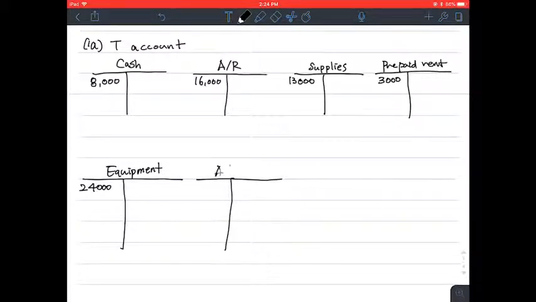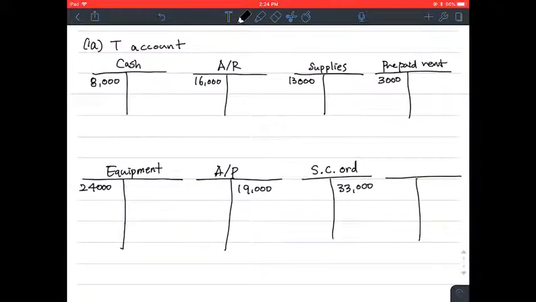And accounts payable, there was $19,000 on the credit side. There was share capital ordinary, which was 33,000 on the credit side. And what else was there? Retained earnings. Retained earnings were $12,000 on the credit side.